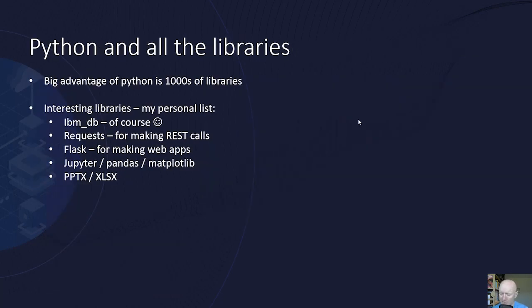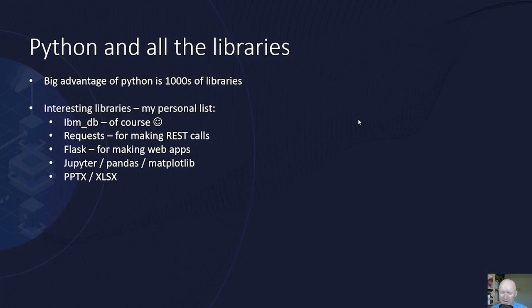As mentioned earlier, one of the advantages of Python is all the libraries that are available. There are literally thousands of libraries available for Python for all kinds of tasks. So in the second example, we saw the use of the JSON parser. IBM DB is also a module or library.